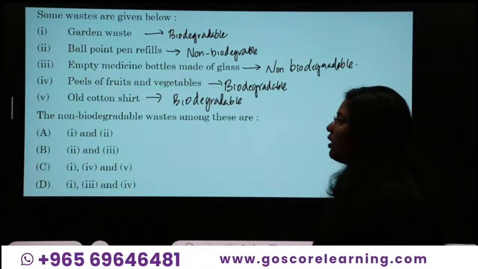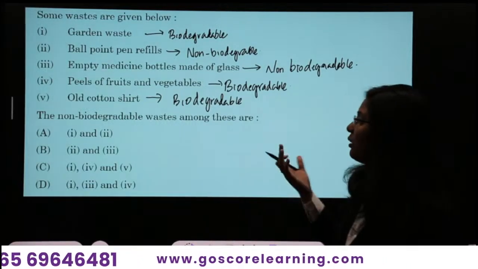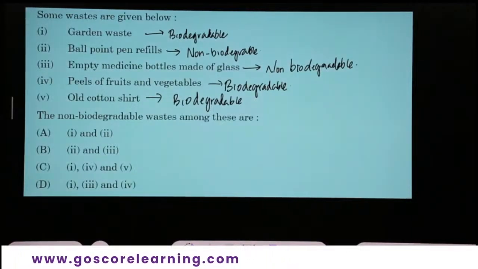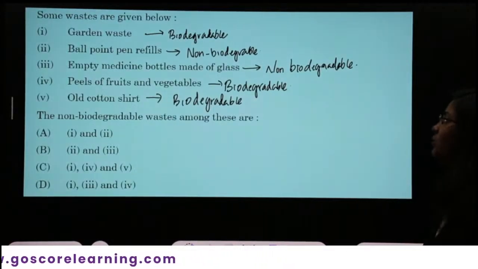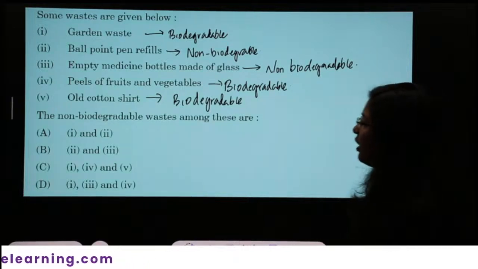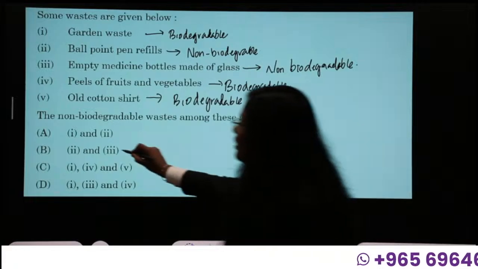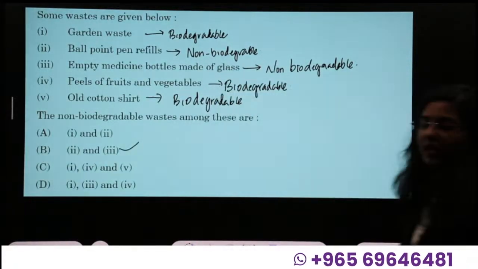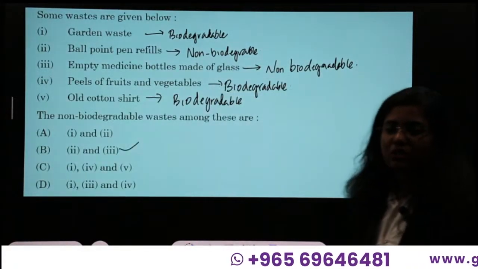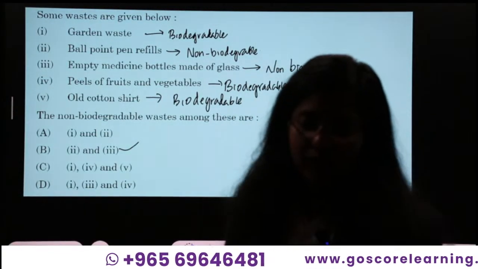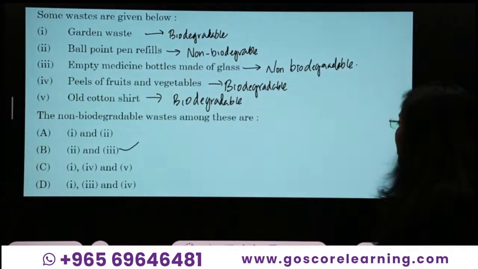The question asks for the non-biodegradable waste. What are the non-biodegradable wastes? It is 2 and 3. So 2 and 3 is the correct option for this question. Is it clear? Can I move to the next question? Okay, fine.